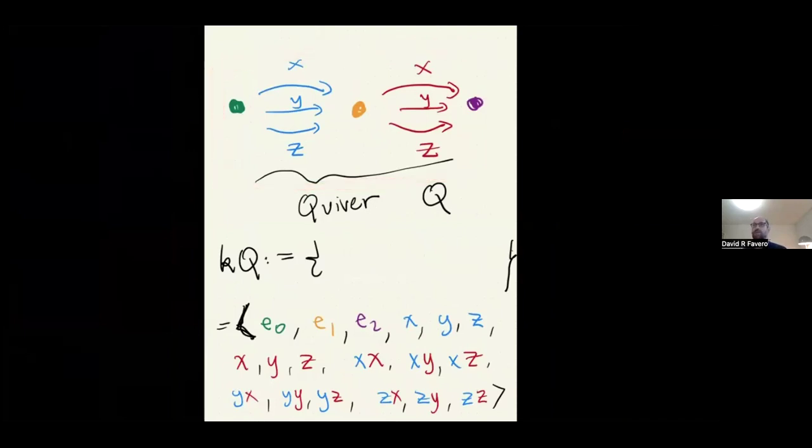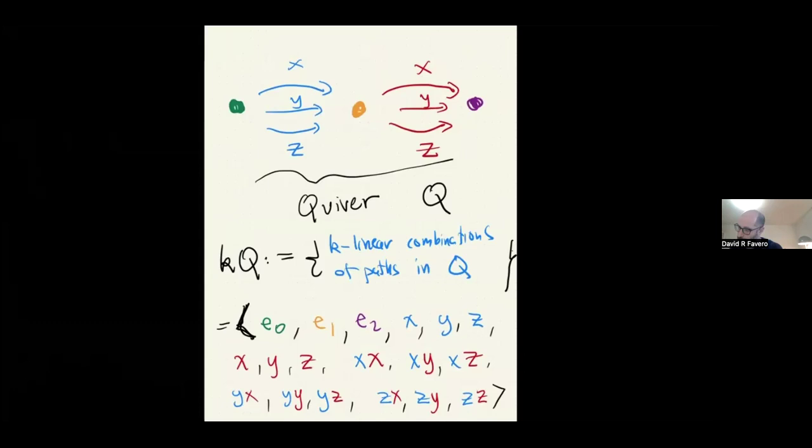So now I've just drawn it a little simpler. And I'm going to denote by KQ all K linear combinations of paths in Q. So it's just a finite dimensional K vector space right now.